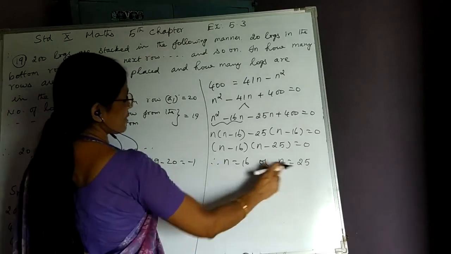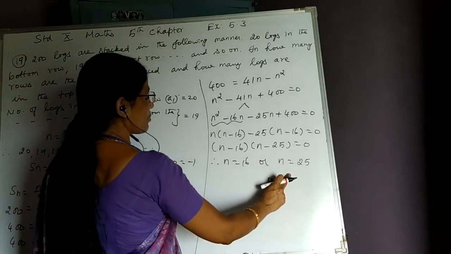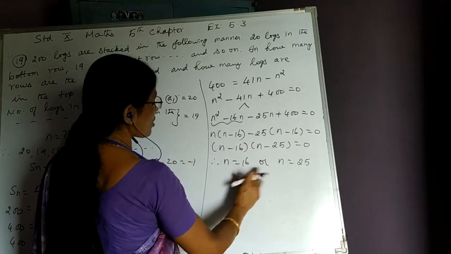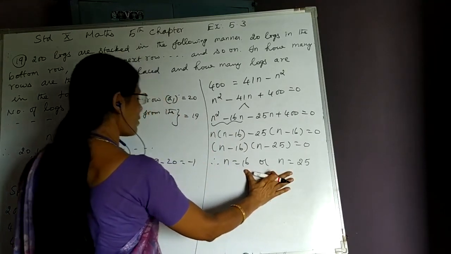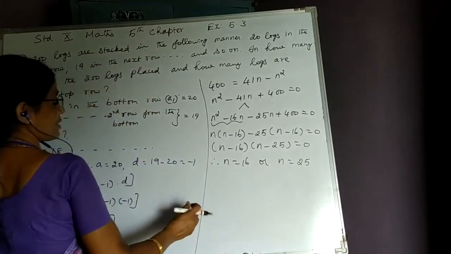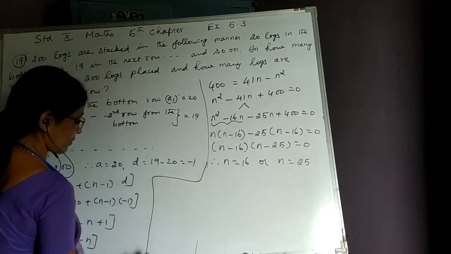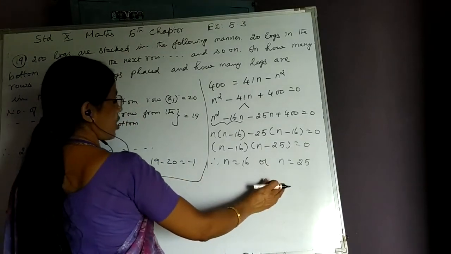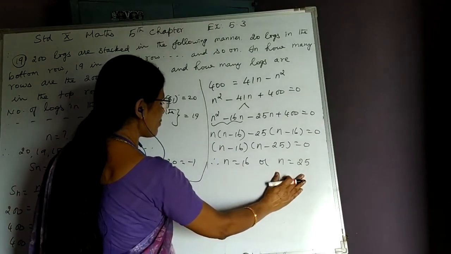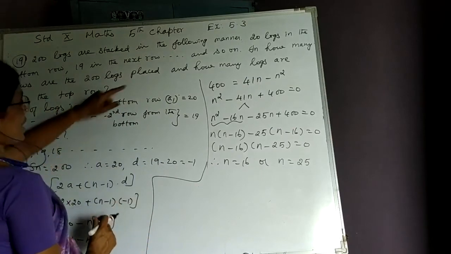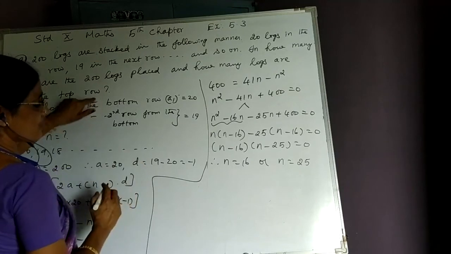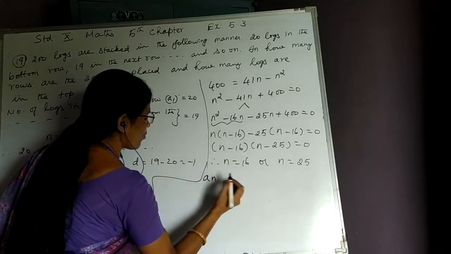Out of the two numbers, if any one is negative, because n is a positive integer, we drop the negative one. But in this case, we have got both the numbers as positive. Therefore, we are going to try both. Sometimes both the values can be possible. Sometimes only one will be possible. So we got number of rows, it can be 16 or it can be 25. After that, we are asked to find out how many logs are there in the top row. That top row, we are going to take it as an. What is an?